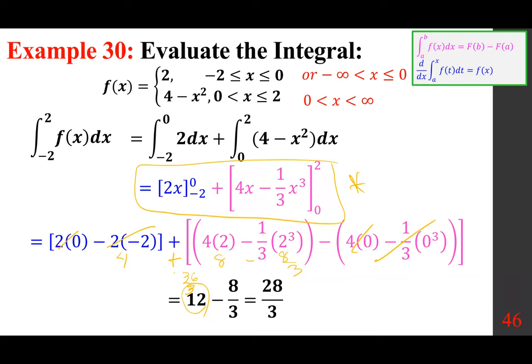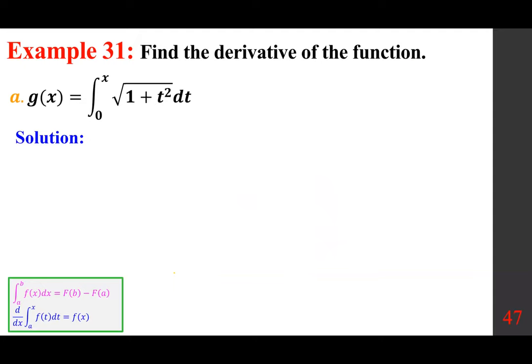All right, we are going to move on. G of x is given as the integral of 0 to x, square root of 1 plus t squared dt. And we want to find the derivative of the function.